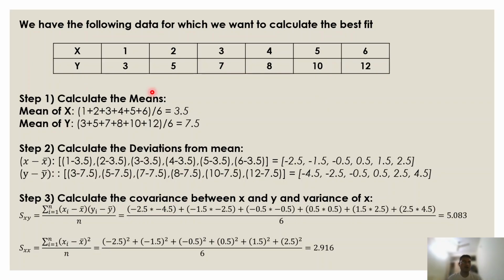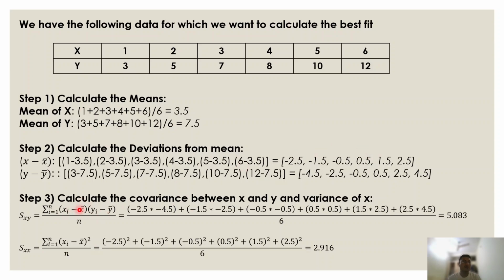First, we calculate the mean of x and y, which is 3.5 and 7.5. I want to calculate the covariance of x and y and the variance of x, so for that, I calculate the deviation from the mean. Standard deviation and variance mean how much you vary from your mean. This is my mean value, 3.5, and for each sample I calculate how far it is: 2.5, 1.5, 0.5, and so on.